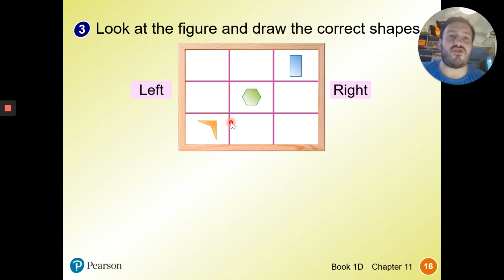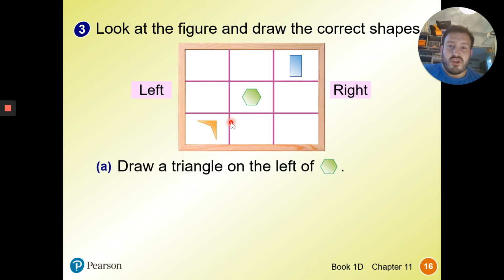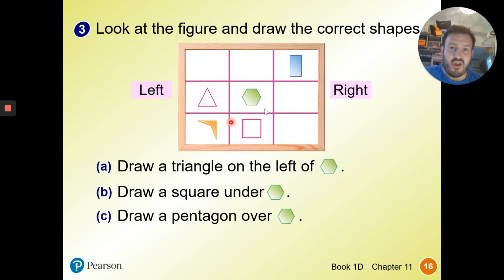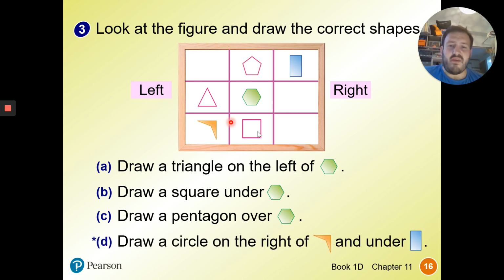So look at the figures and draw the correct shapes. Draw a triangle on the left. So we draw a triangle in this box here. Excellent. Draw a square under the hexagon. So that's this box here. Then we've got to draw a pentagon over it. Pentagon's a hard one to draw. There we go. And then we draw a circle on the right of this one and under this one. So it must be there.